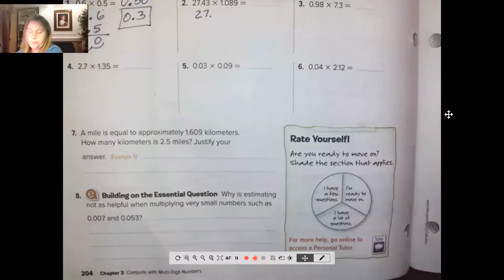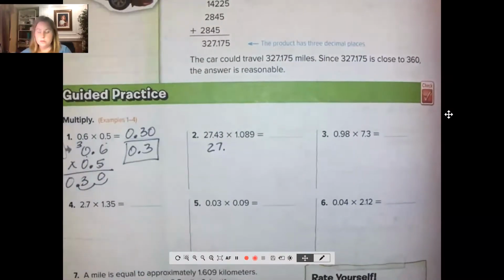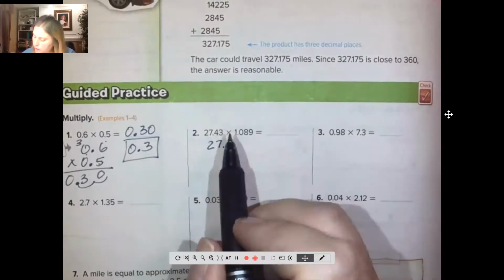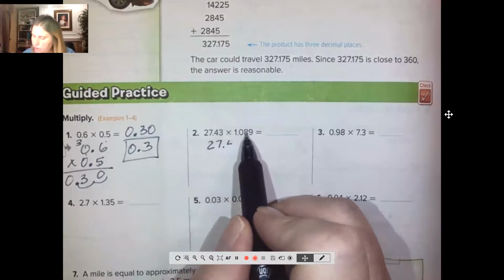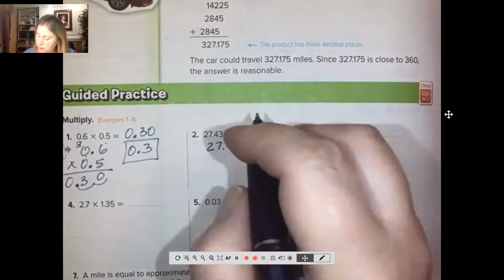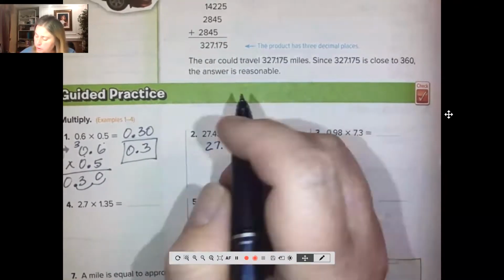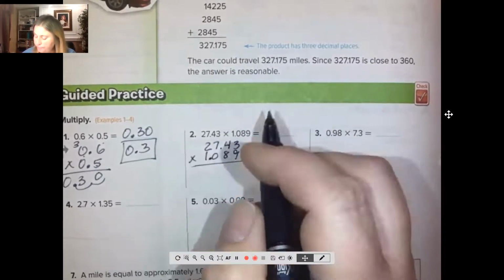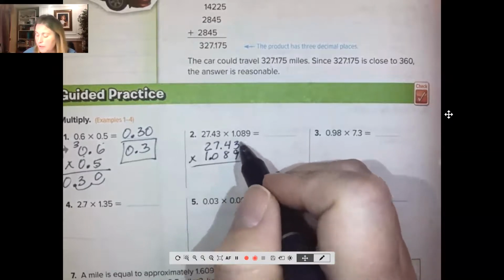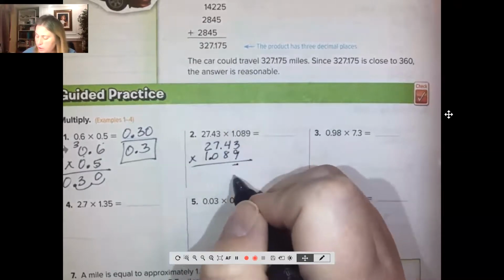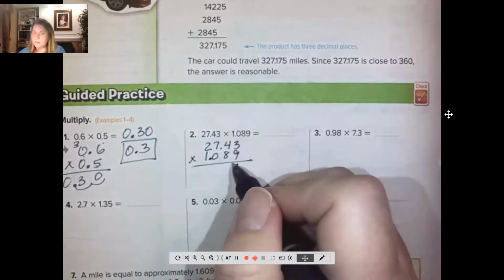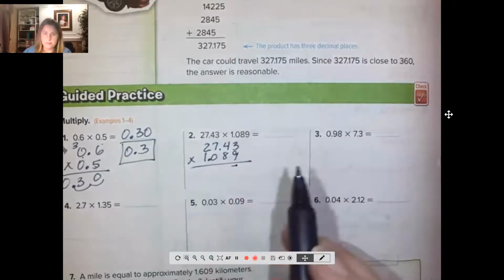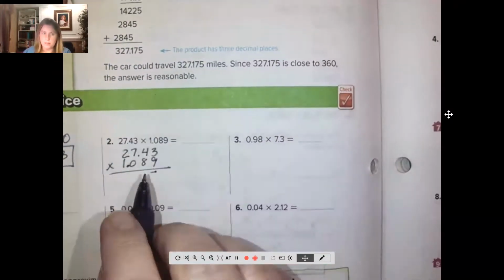Okay, so back to this fun problem, 27.43. How many digits? 1, 2, 3, 4, 1, 2, 3, 4. So it doesn't really matter which one we do on the top row. Okay. 9 times 3 is 27. Write the 7. We're going to run out of space here. Actually, let's skip that problem. We can do that on lined paper, okay? Because we're going to have 4 rows, and we won't be able to fit that in here. You can just skip that. Number 2.